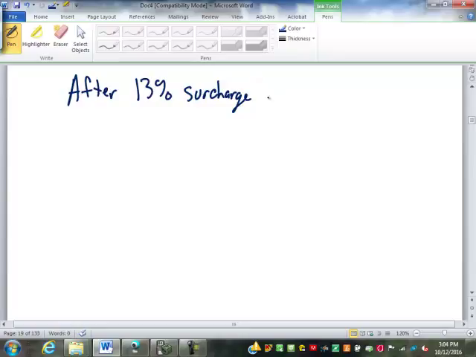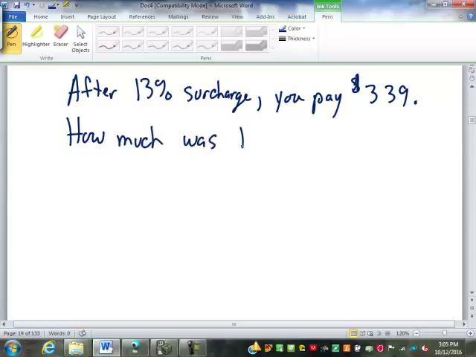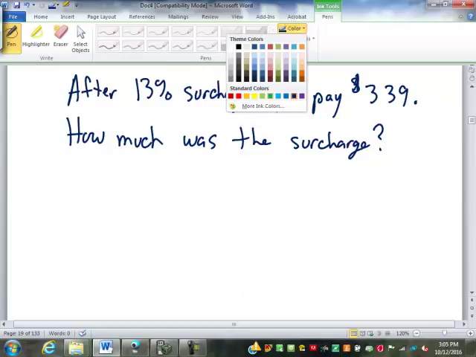So let's say after a 13% surcharge, you pay $339. How much was the surcharge? See if you can find that one for me quick. Answer would be $39. $39? Good deal. Perfect.